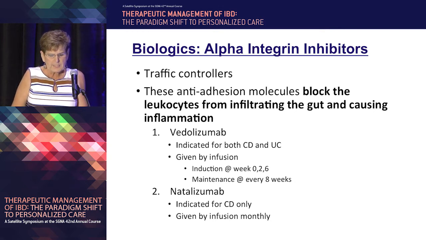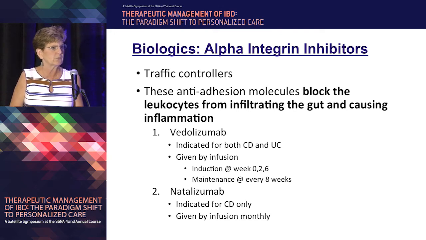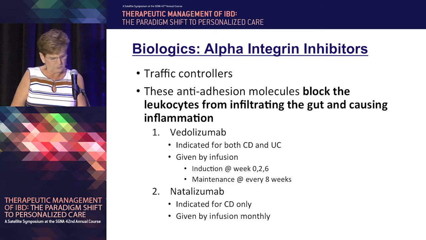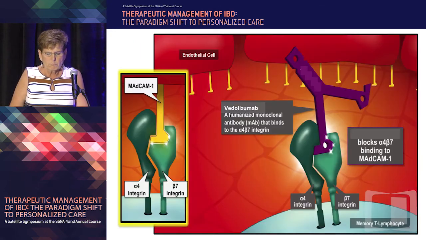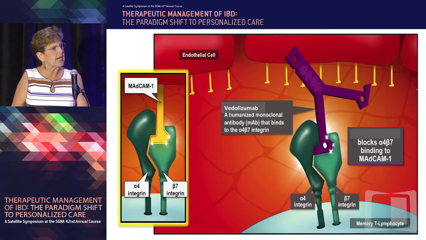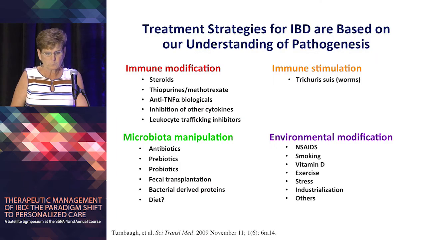They like that. Natalizumab is indicated for Crohn's disease only and given as an infusion monthly. Both of these, as all of these, are set up to be specific for the inflammatory process. Natalizumab, unfortunately, is able to attack inflammation in other parts of the body, and you may have heard of some concerns about the cerebrospinal fluid and an infection, whereas Entyvio is just gut specific. And this is kind of showing you how they attach to do that blocking.